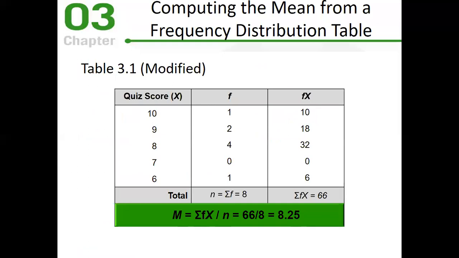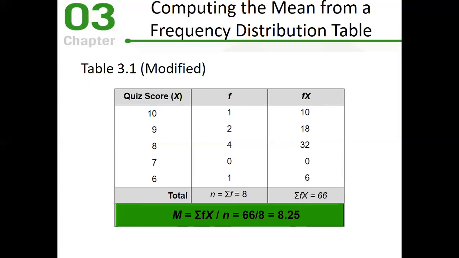We can also compute a mean from a frequency distribution table. Here are quiz scores. Here are the frequency of those scores. If we create a third column where we times x by f, we get a column called fx. And we can sum all of those values up. The total value of the x values combined is 66. 8 people in the study. 66 over 8 is 8.25. The average or mean score for this data is 8.25.